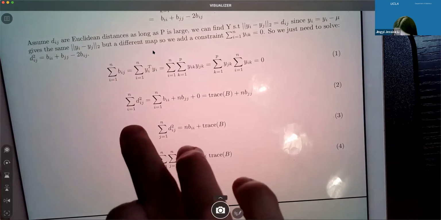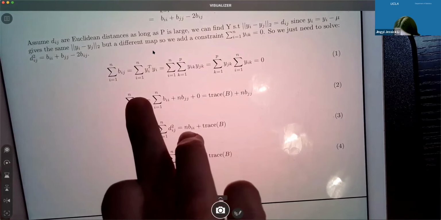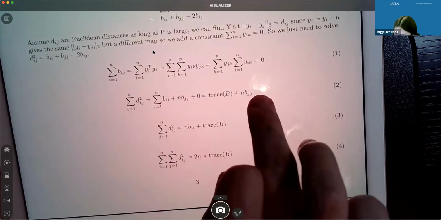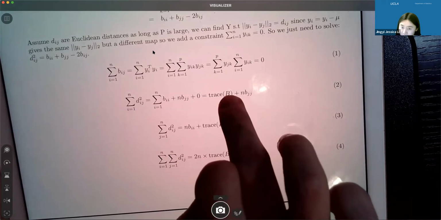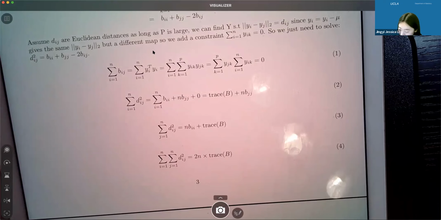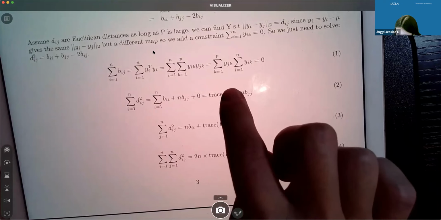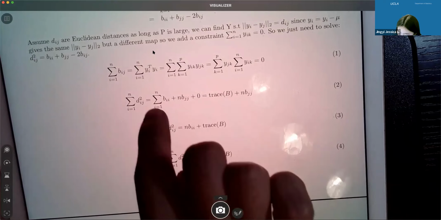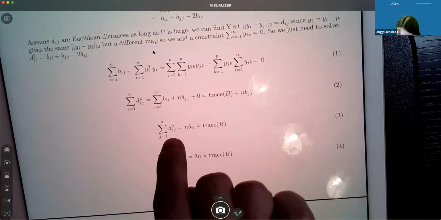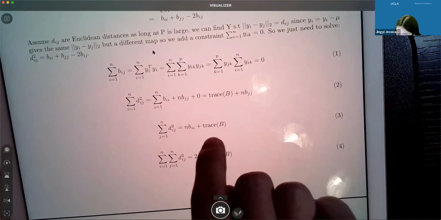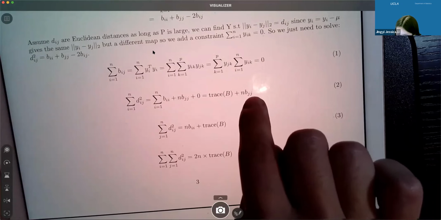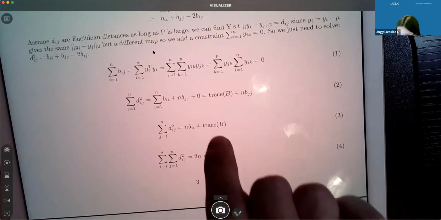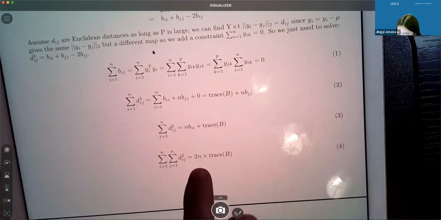So therefore, if you take the sum of Dij squared like this, it will be equal to the trace. Trace is the sum of the diagonal elements of the matrix B. And this is the sum for i fixing j. If you do the sum for j fixing i, you're going to get the same thing. But you have the n times bjj here, n times bii here. And finally, you are going to have this double sum equal to 2n times the trace.